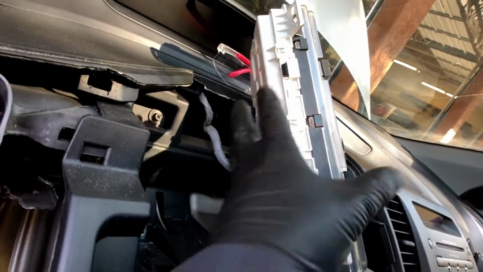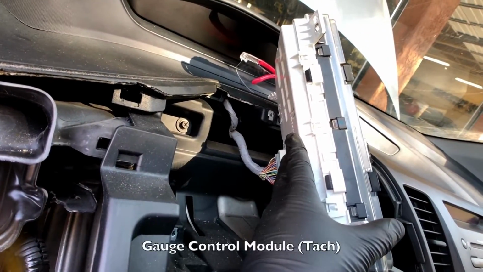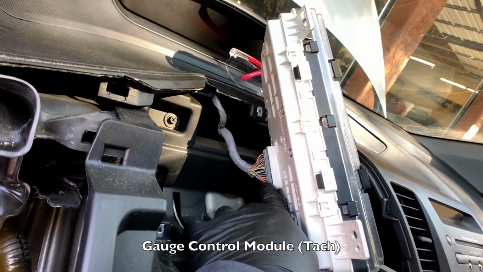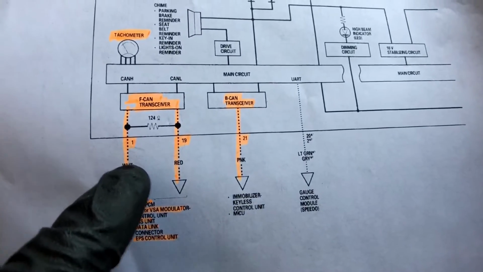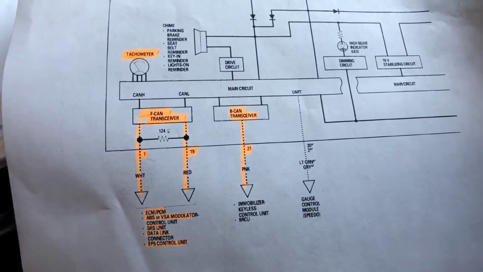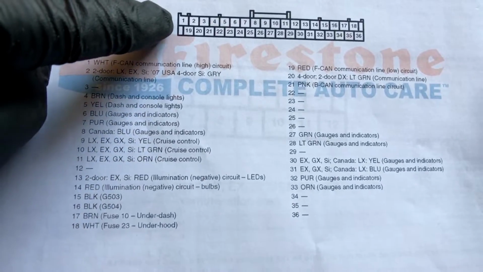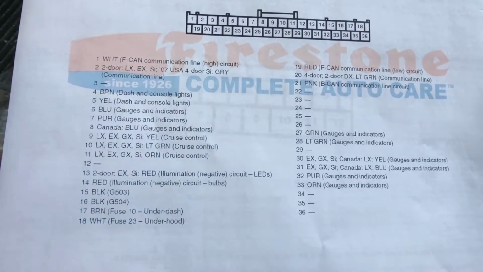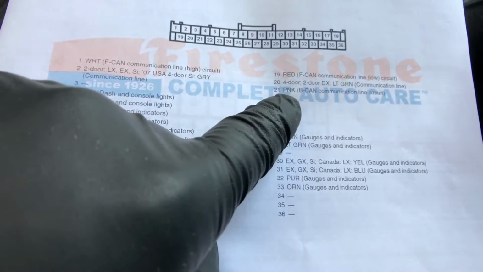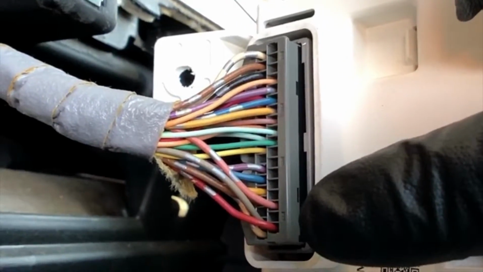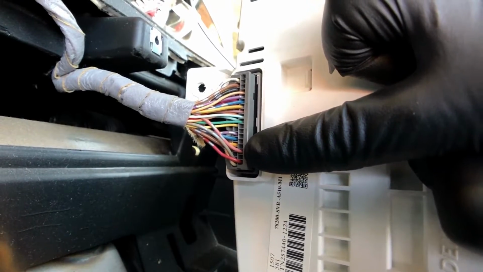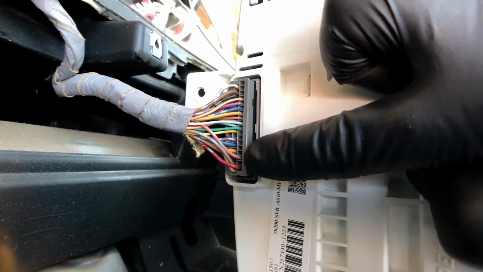What I'm worried about is, okay, so this right here is your gauge control module, and the wires that we're going to be looking at are over here. This right here is pin 1, which is a white, and pin 19, which is a red. And I also got a connector pin out diagram here. So pin 1 is on the top and pin 19 is on the bottom. On pin 21 you have a pink for the BCAN communication line. So looking at this right here, these 2 bottom wires, that's a white and a red, and then 2 more down, that's the pink one. That's the communication line for the BCAN.